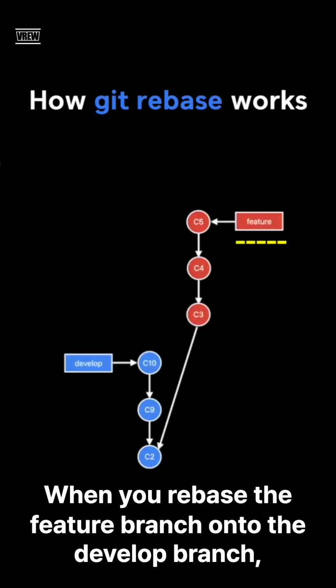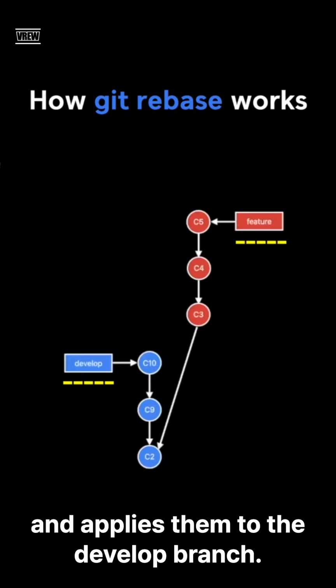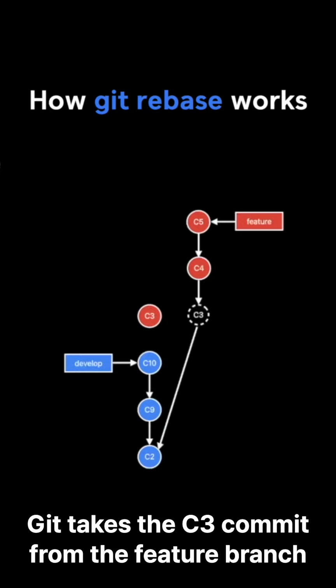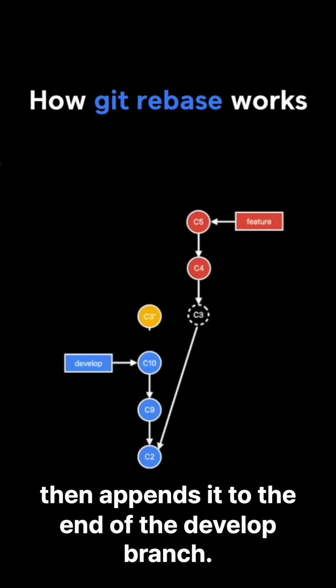When you rebase the feature branch onto the develop branch, internally Git creates patches for each commit on the feature branch and applies them to the develop branch. To apply the patches, Git takes the C3 commit from the feature branch and makes it into a patch, then appends it to the end of the develop branch.